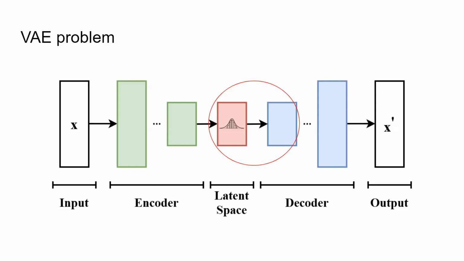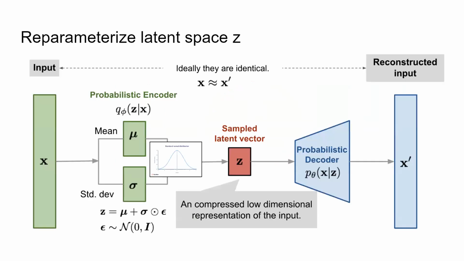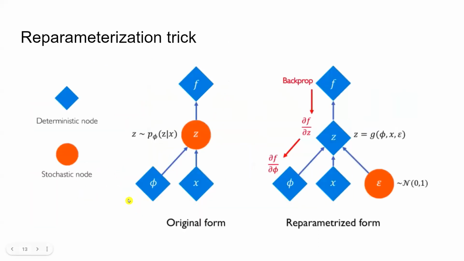And that's one of the problems they have. What they have to do is reparameterize the latent space Z. So this sample latent vector, you have a mean and a standard deviation, you have a probability distribution. You create one sample, Z. So Z is a function of the mean and standard deviation. So it's a function of two variables.